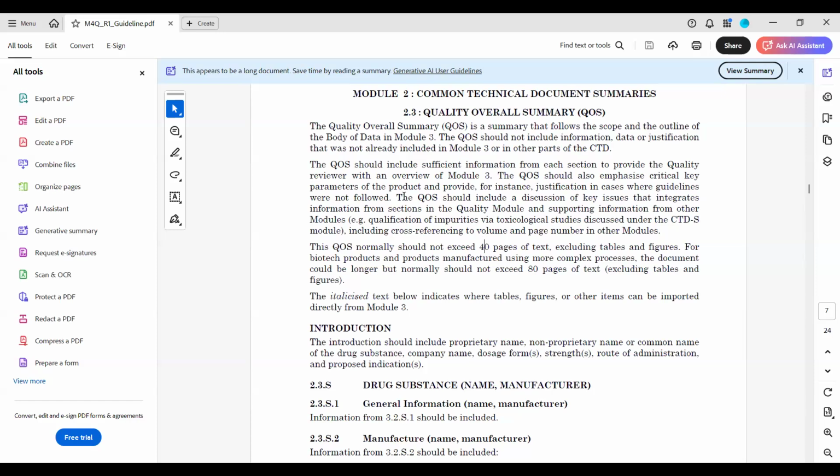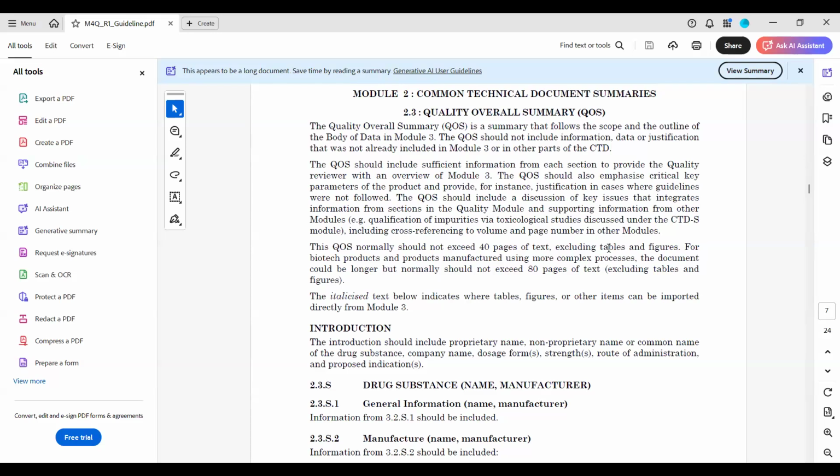Okay, then the QoS should also include a discussion of key issues that integrates information from sections in the quality module and supporting information from other modules. So there should be a little bit of discussion provided in the quality overall summary, which integrates all the data and information from the quality module, which is your module 3, and supporting information from other modules, like qualification of impurities via toxicological studies discussed in CTD-S module, and including cross-referencing to volume and page numbers in other modules.